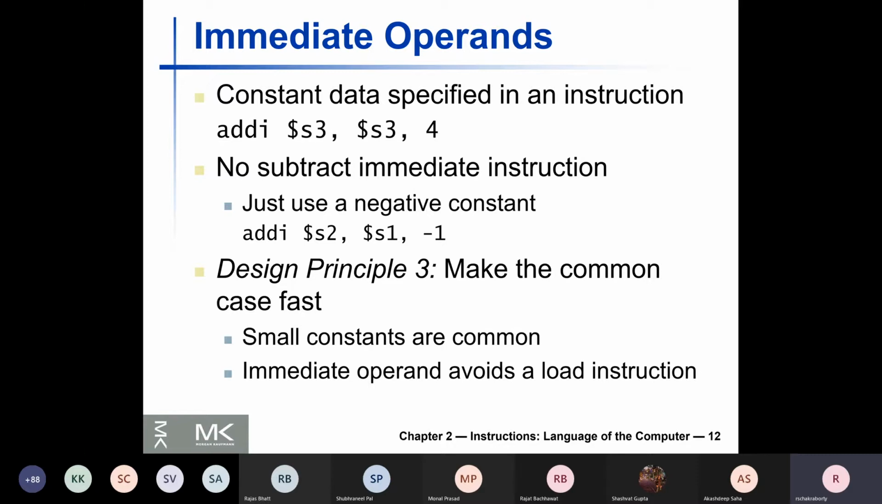So is this a good choice? Well, this might not be sufficient. 16 bits does not let you represent very large numbers. That's true. But in most cases it is sufficient because small numbers are very common, and immediate operands avoid a load instruction.